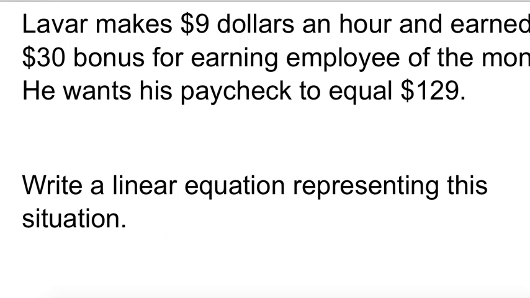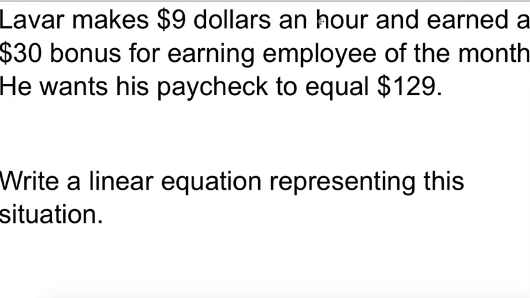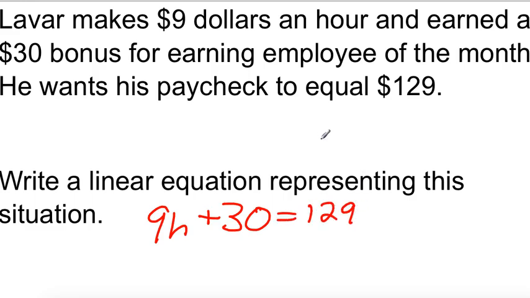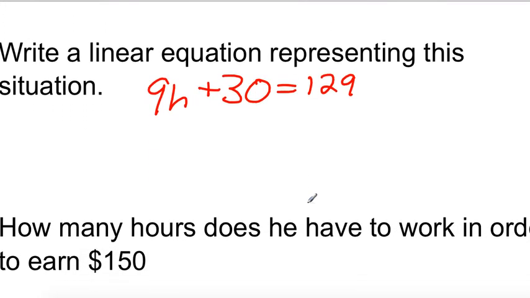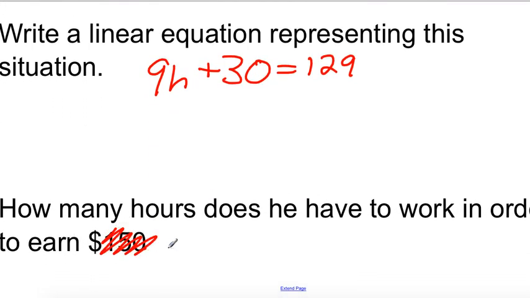Now, as far as our word problems, you'll be able to see here that LeVar makes $9 an hour and earned a $30 bonus for being Employee of the Month, and he wants his paycheck to equal $129. If I were to write this as a linear equation, I can see that my rate of change is 9 because we have $9 an hour, and he's earning a $30 bonus, so that's plus 30. He wants his paycheck to equal 129, so I'm just going to make it equal 129. Now, what I'll have to do later is find out how many hours it will take him to make $129.